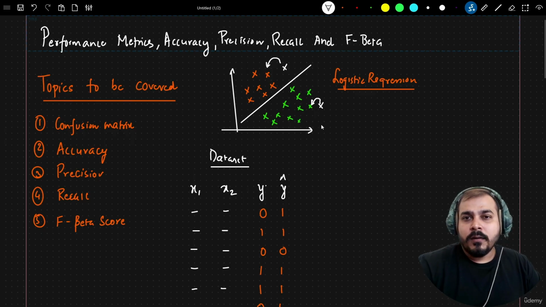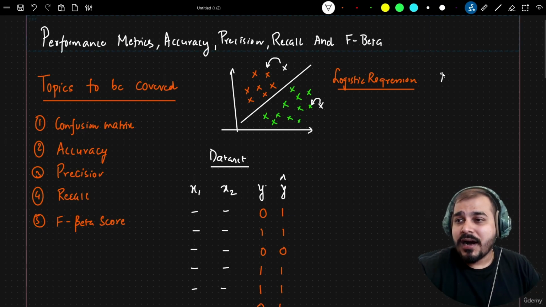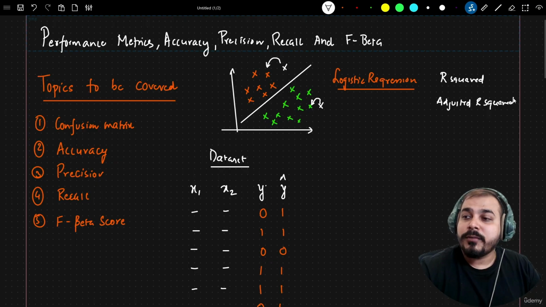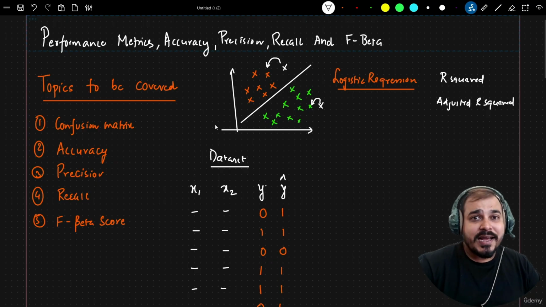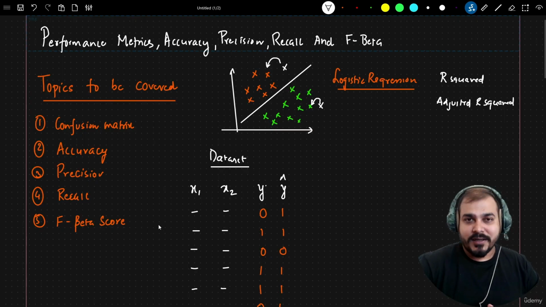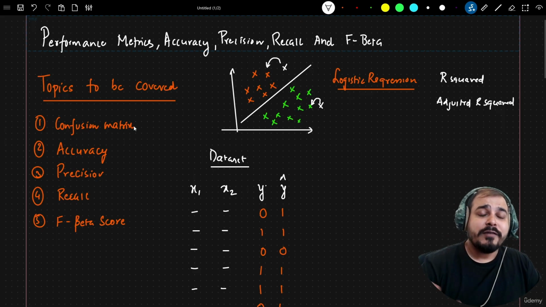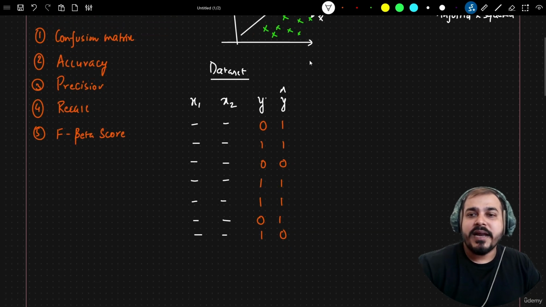Now if I really want to understand how my model is actually performing, see, in linear regression, we discussed something called R squared, right? R squared and adjusted R squared. These were the performance metrics used in the case of a regression problem statement. Now, in the case of classification, what all things can we use? We specifically use confusion matrix, accuracy, precision, recall, and F beta score. And in this video, we'll understand how, through these topics, we can understand whether our model is performing well or not.